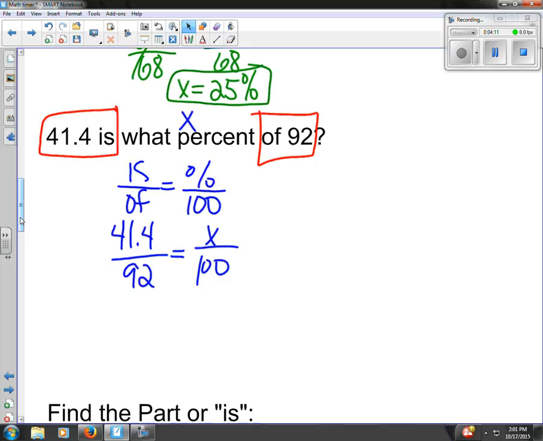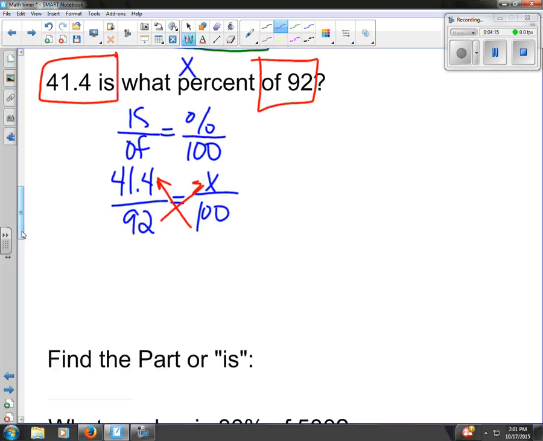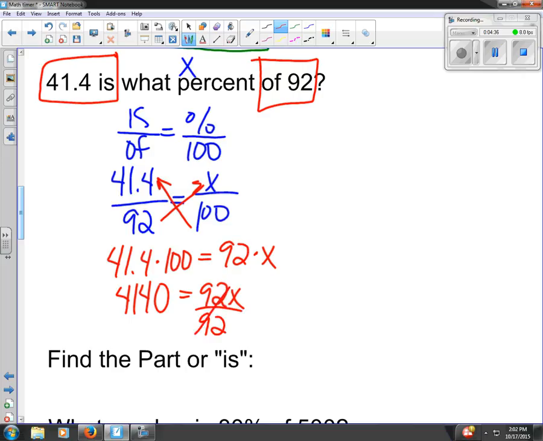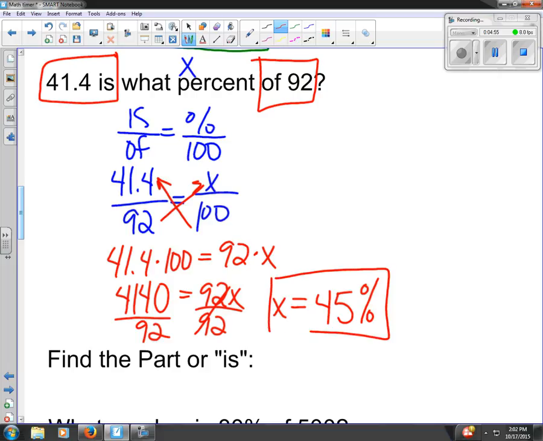Okay? Let me cross multiply again. So we get 41.4 times 100 equals 92 times x. Yep, that hasn't changed. So 41.4 times 100, you just move the decimal point over 2 spaces. So it's 4,140 equals 92x. Divide by 92. X equals, I will need a calculator, 4140 divided by 92 is 45. And remember, it's a percent you're looking for, so you better have the percent sign or it's wrong. So it's 45%. That is your answer. That is finding the percent, all right?